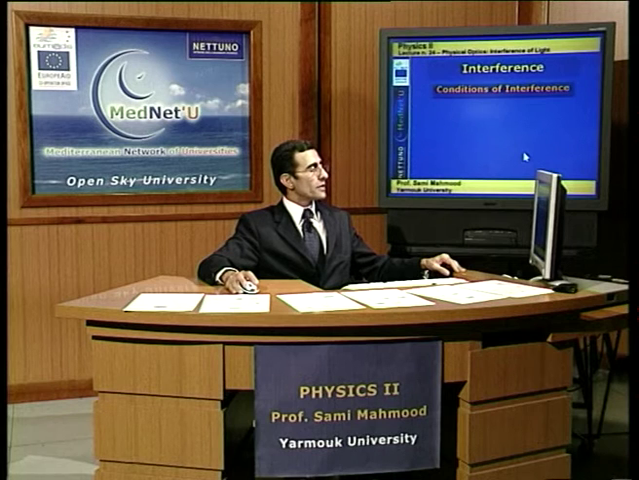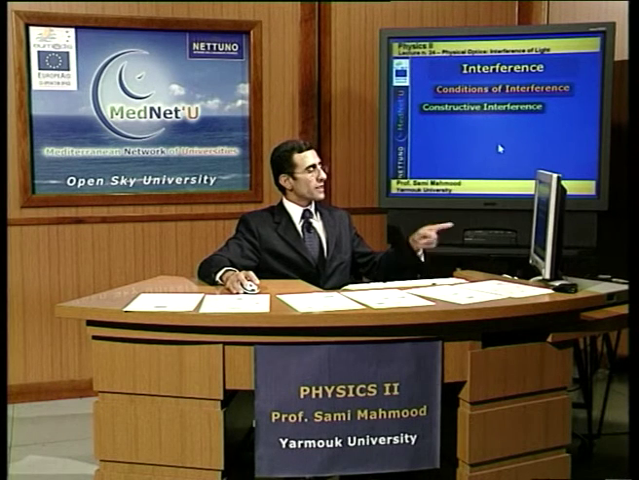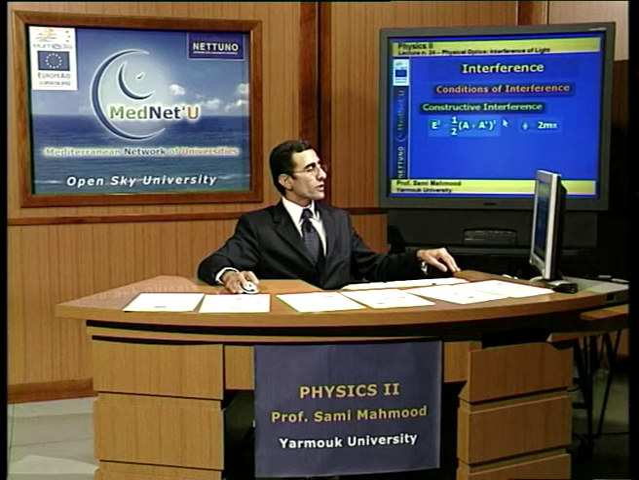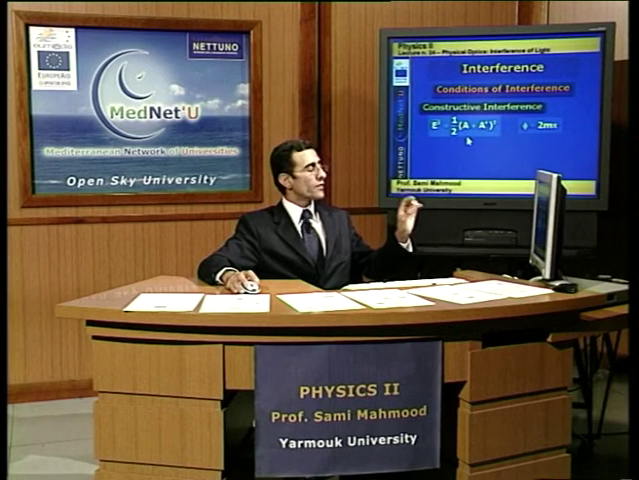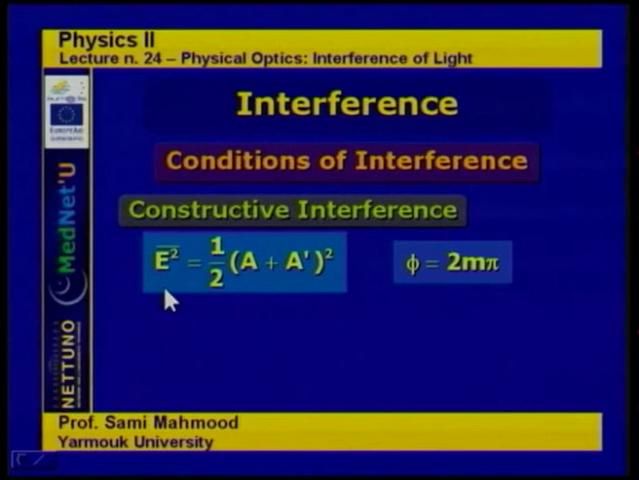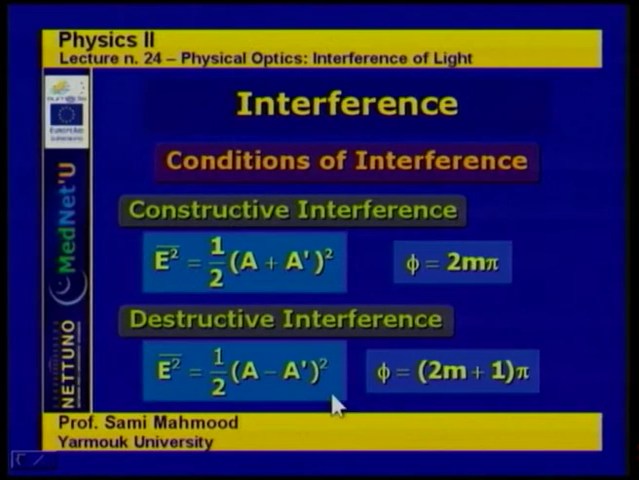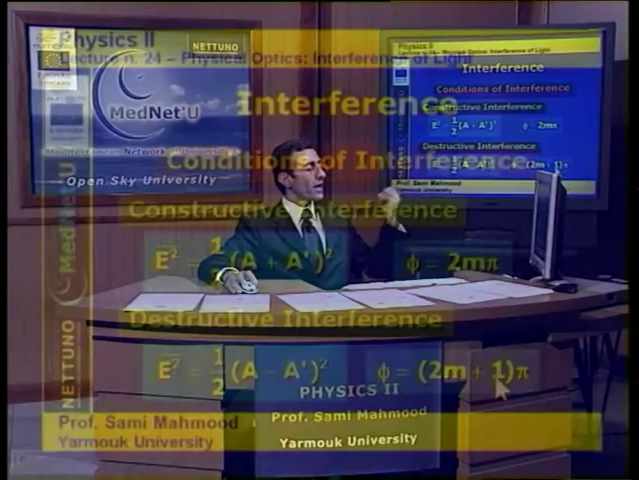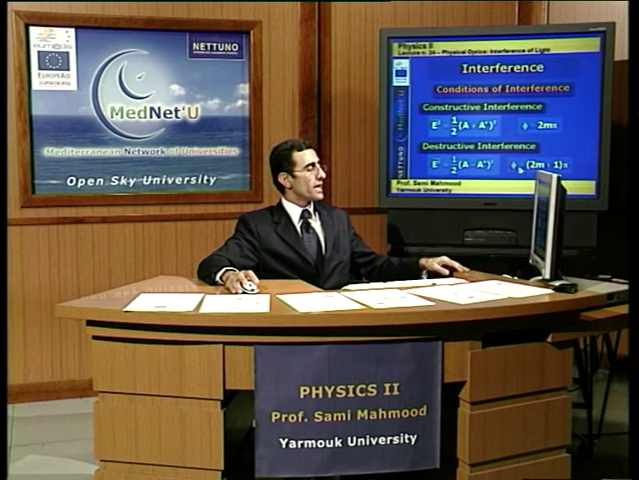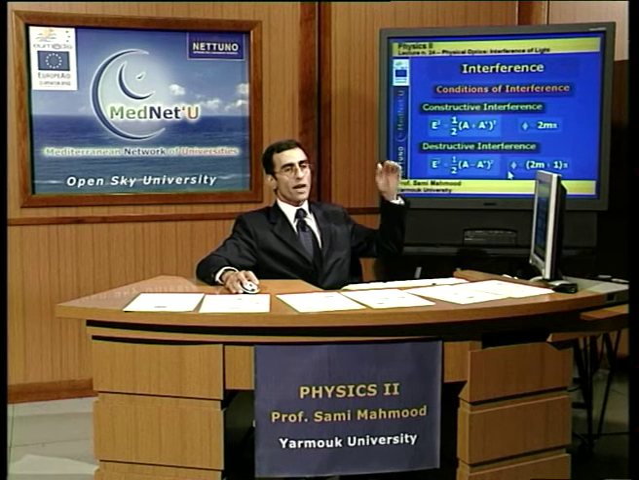And the conditions for the interference, as we mentioned a little while ago, is that for the constructive interference, we have a maximum value of the intensity of the electric field intensity square. The average value is maximum. That is when phi is equal to 2m pi. And we have a destructive interference when we have a minimum intensity when phi is equal to 2m plus 1 pi, which is 1 pi or 3 pi or 5 pi and so on, as we mentioned. So we have maximum intensity at this condition and minimum intensity at this condition.